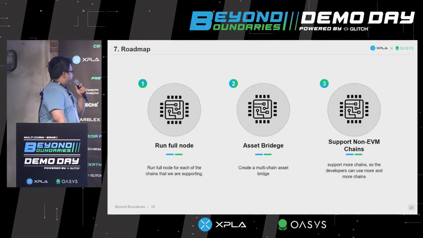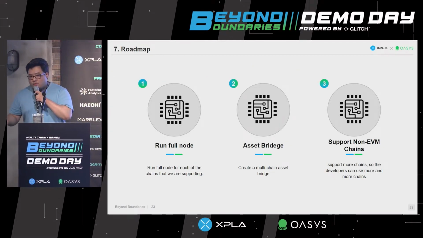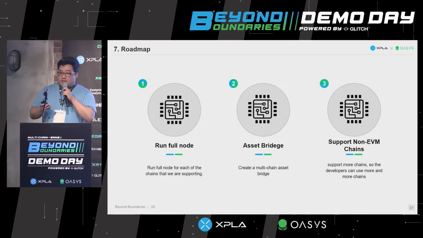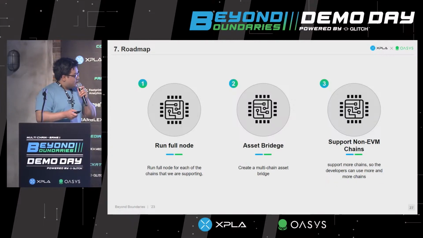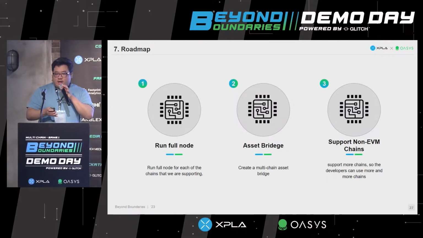For the roadmap, I am planning to run a full node on all the EVM supported chains that I will support, to have a very specific and good environment. I am also trying to make an asset bridge so the game developers can easily transfer user assets between multi-chains. And I want to support non-EVM chains, because right now I am only supporting EVM chains because of the EOA idea.